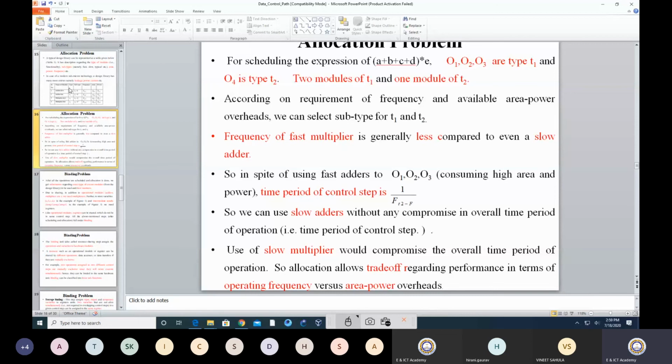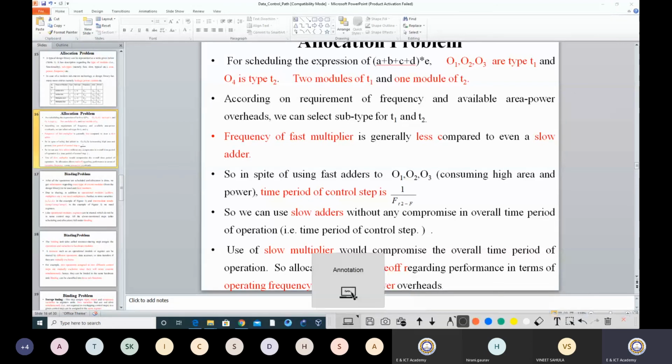Now if you just observe, the clock frequency is anyhow decided by T2. T2 is nothing but my multiplier. So for T1, probably I will go for a slowest adder. So a slow multiplier will compromise your overall time. Of course, it is not a good choice to think about the slowest multiplier, but a slow adder will work. Okay. So that's what I would like to convey over here with the allocation of the resources.